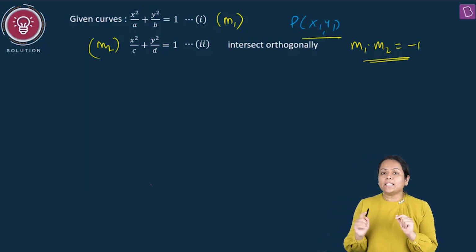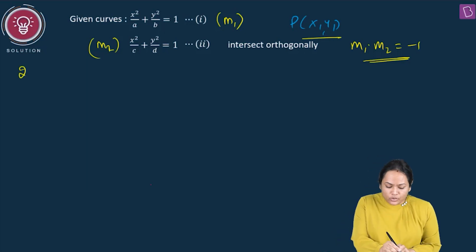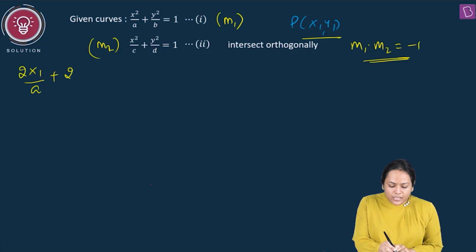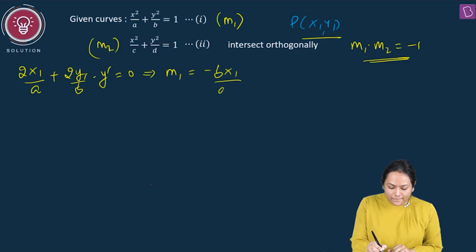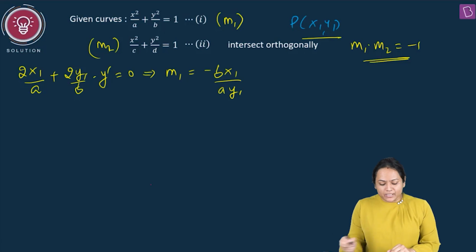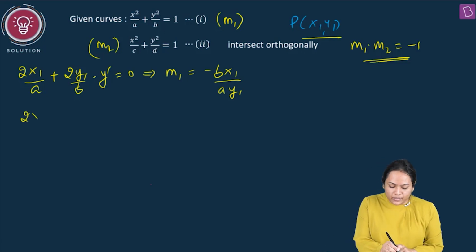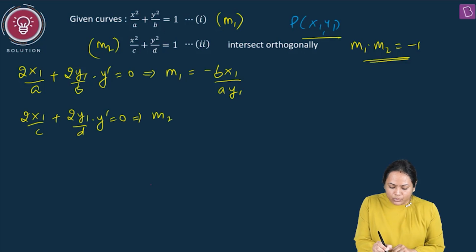Clear? Okay, so quickly differentiating the first curve, it's going to give 2x1 by a plus 2y1 by b multiplied by y dash is equal to 0. So from here, my slope of tangent, that is m1, will come out as minus b x1 by a y1. Similarly, when I differentiate the second curve, it's going to become 2x1 by c plus 2y1 by d multiplied by y dash is equal to 0. Here my m2 is going to become minus d x1 by c y1.